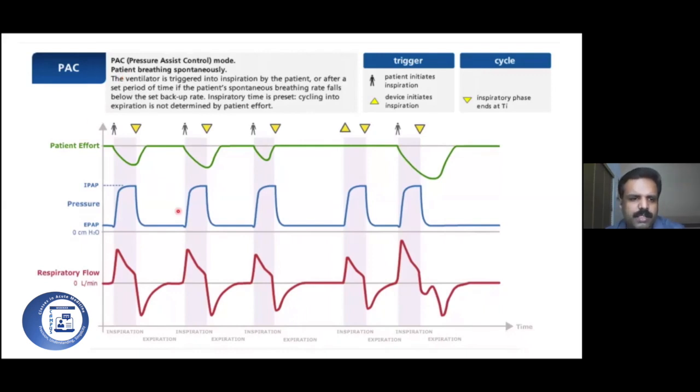Here again, you can see there is an IPAP and an EPAP. The patient is breathing like that. The device initiates the inspiration, and that is again getting synchronized. So the ventilator is triggered into inspiration by the patient or after a set period. If you are setting a period and the patient is not triggering, the machine will go for the next one.